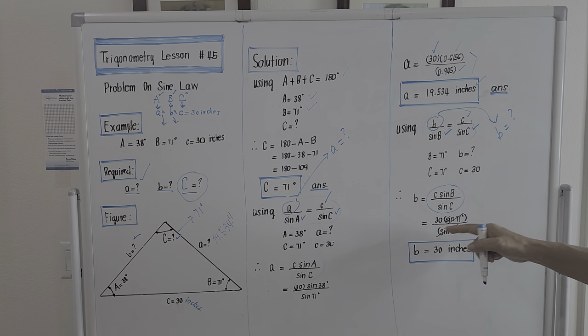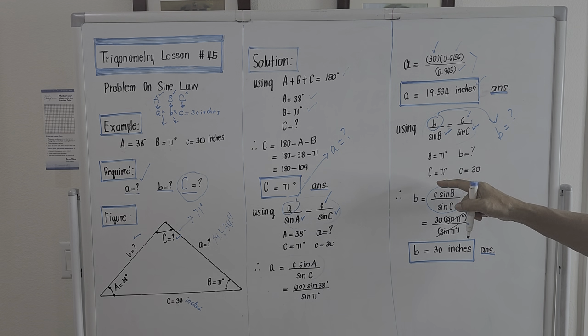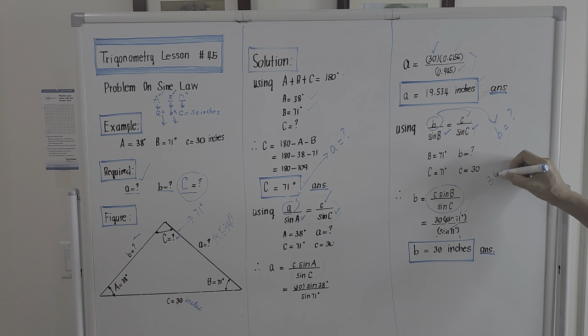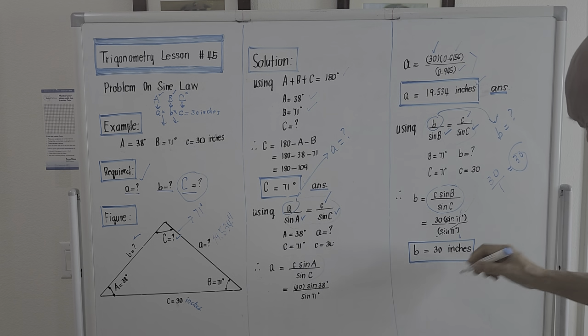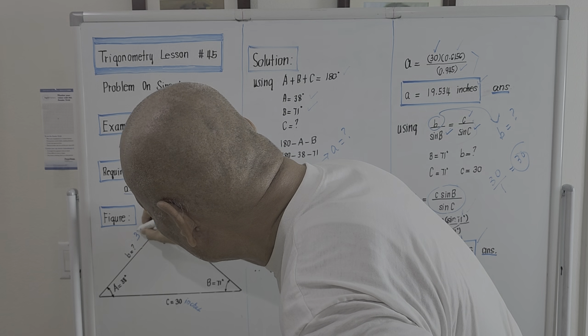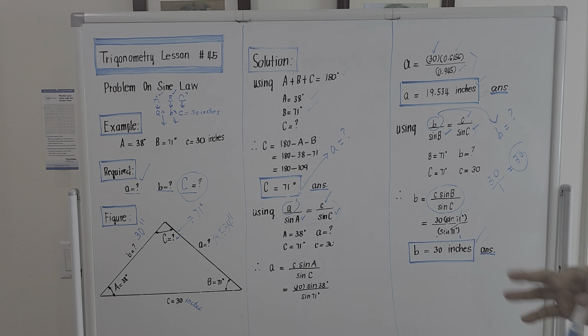Substituting, this should be 30 times sine of 71 degrees, since B is 71 degrees. And C, from our computation, is also 71 degrees. So this sine of 71 degrees cancels. This will become 1, and this is 1. So 30 times 1 is 30, the denominator is just 1, and 30 over 1 is just 30. So the value of side B is 30 inches. So this is also 30 inches. That's how we solve oblique triangles by using sine law.